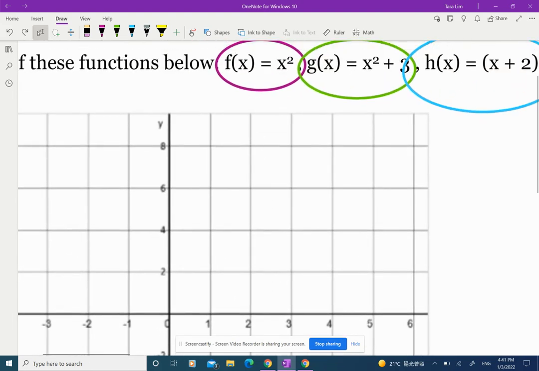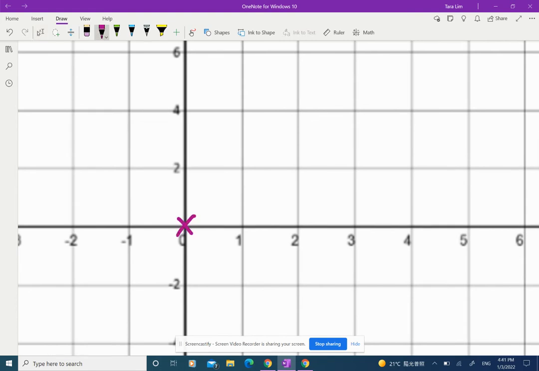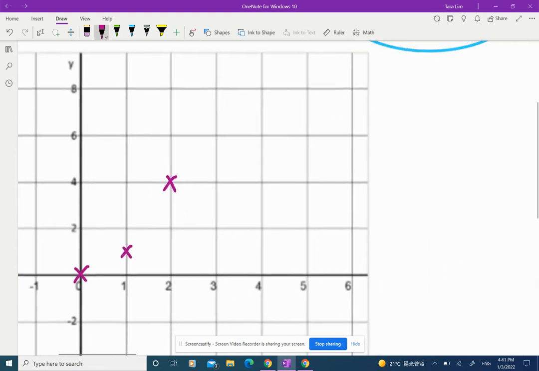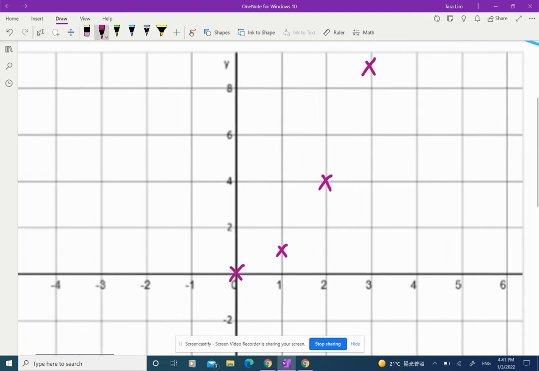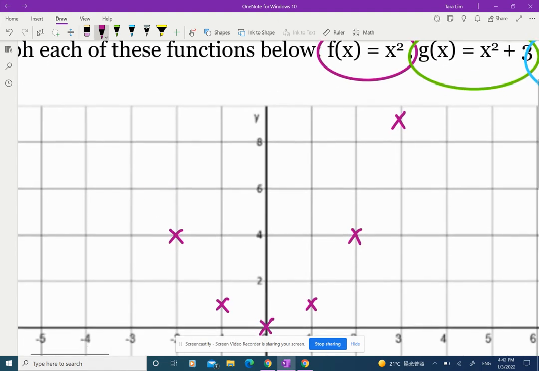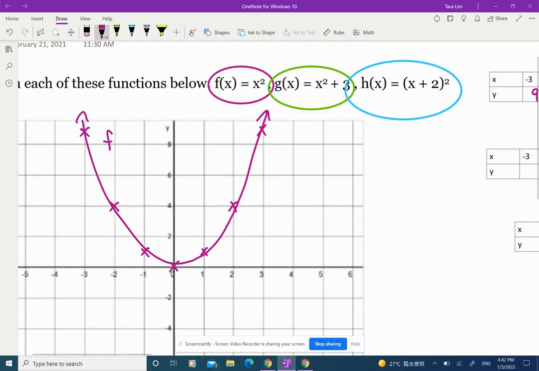So let's graph the first one in purple. f of x is equal to x squared. Remember, last time we did the same thing. Basically, when x is 1, y is going to be 1 squared. When x is 2, y is going to be 2 squared. When x is 3, then y is going to be 3 squared, which is 9. Then we do the same thing to the opposite side. It's symmetrical, and then we connect these, and then we can label it as f of x.